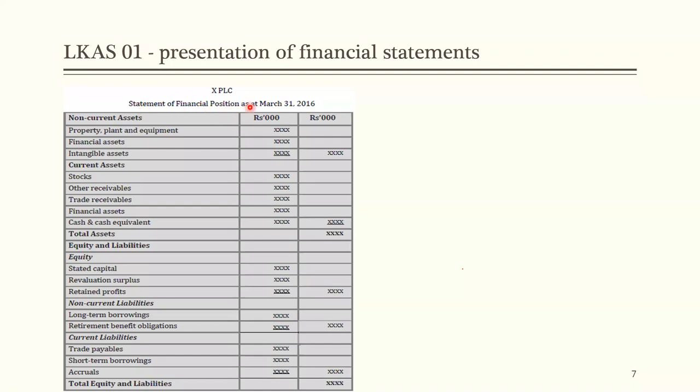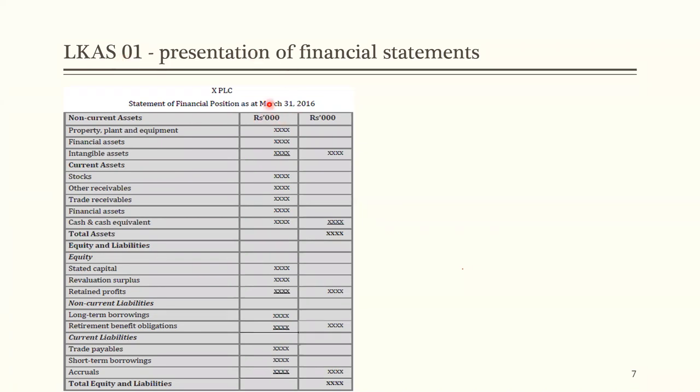And what is the financial statement we are presenting? That should be disclosed there. Whether we are preparing the statement of financial position, the profit or loss statement, or the statement of changes in equity, we need to disclose it. That is a requirement of LKAS 1. We do not put it in just to gain marks in the exam; this is where the requirement comes from. So put the company name at the top, and next put the type of financial statement we are preparing.